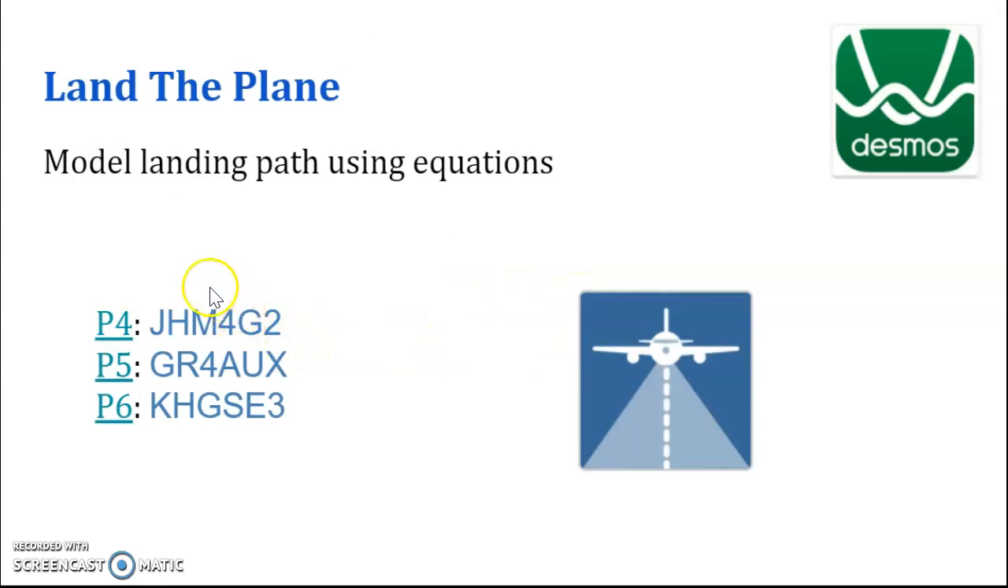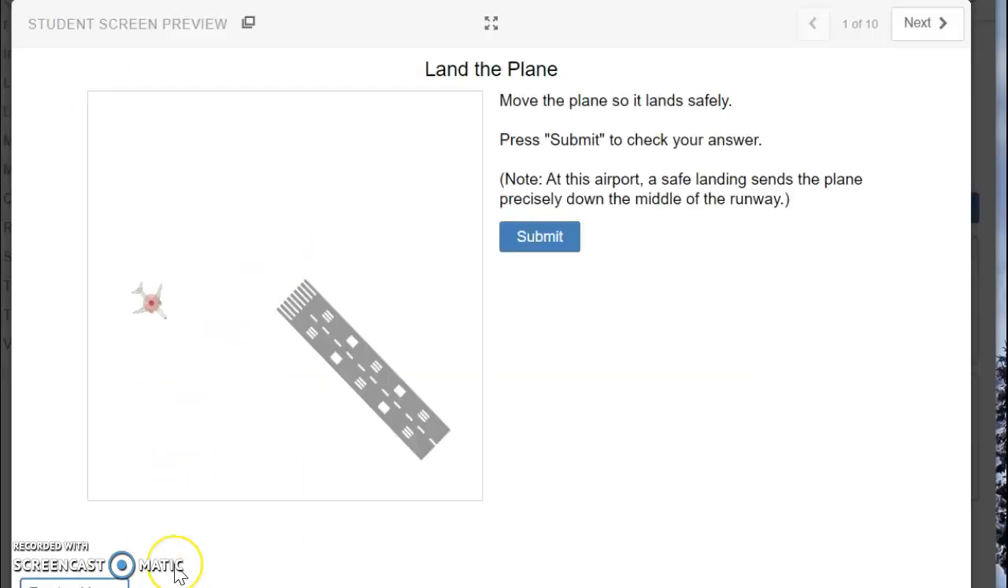Okay, at this point you are going to go on to the Desmos exercises. This is modeling a landing path using equations. Please join the Desmos activity using this link here. Go to student.desmos.com and use the class code as written here. Please pause the video and try to do the Desmos exercise yourself. I am going to go through the answers in 3, 2, 1.